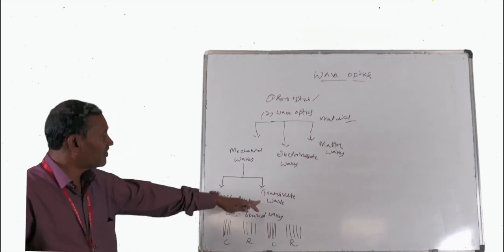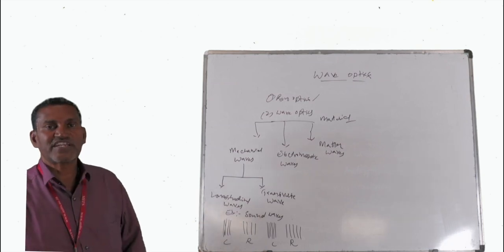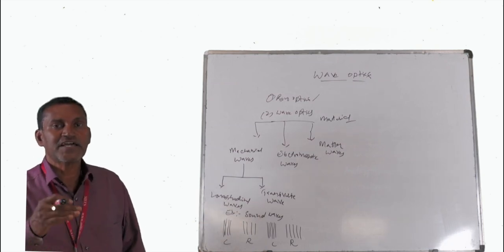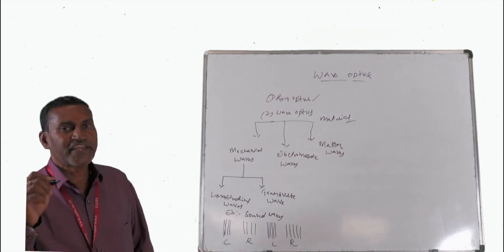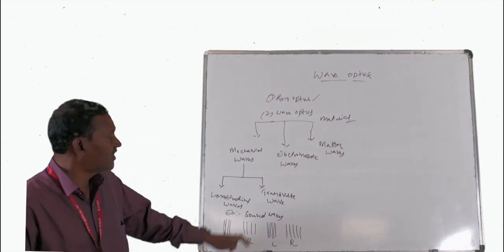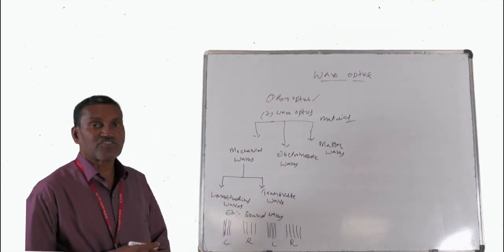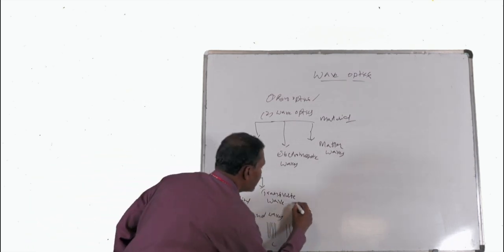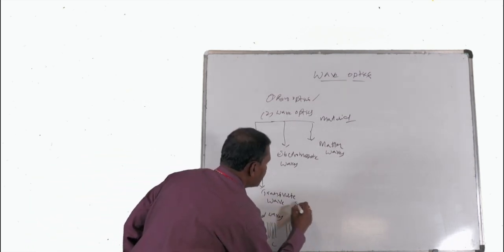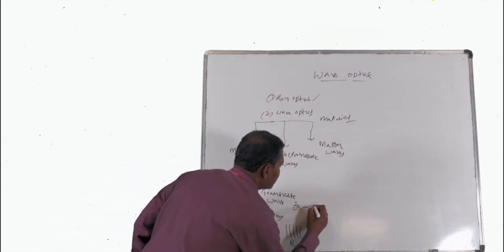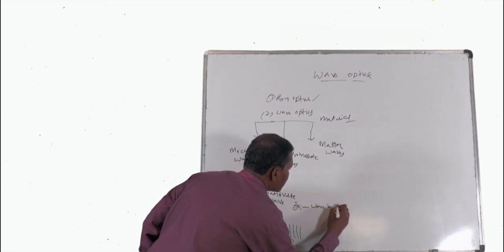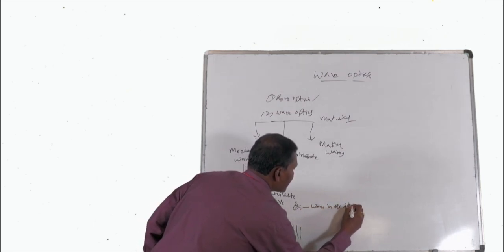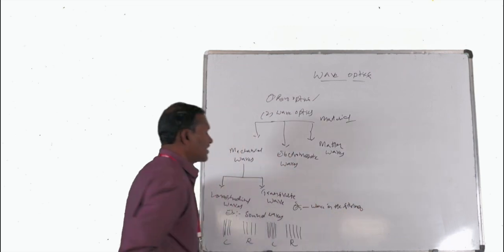Then we go for transverse waves. What is transverse? The vibration of the particles is perpendicular to the direction of the wave propagation. Then it is called transverse waves. The example is the wave in the string. The wave in the string is called a transverse wave.